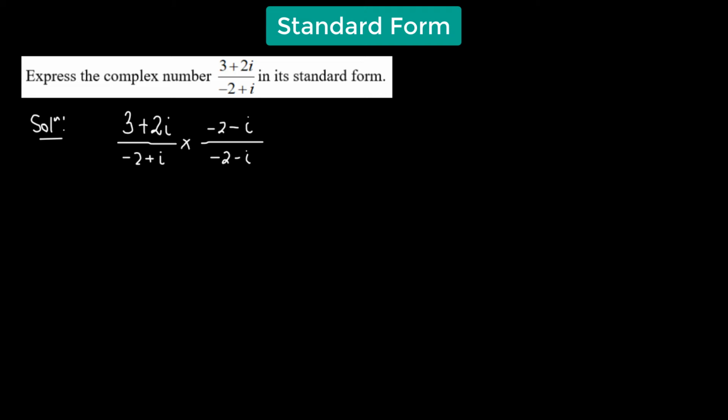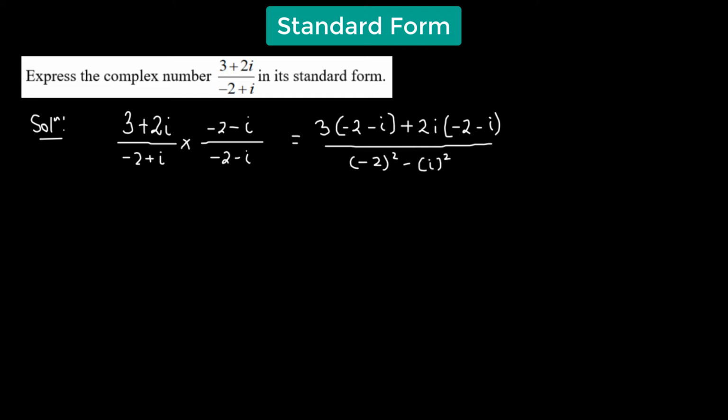Now we'll try to find the product of the two complex numbers in the numerator first. So that would be 3 multiplied to (−2 − i) plus 2i multiplied to (−2 − i). In the denominator, we have (−2 + i) times (−2 − i), which is simply (−2) squared minus i squared, using the identity a squared minus b squared is equal to (a − b) times (a + b).